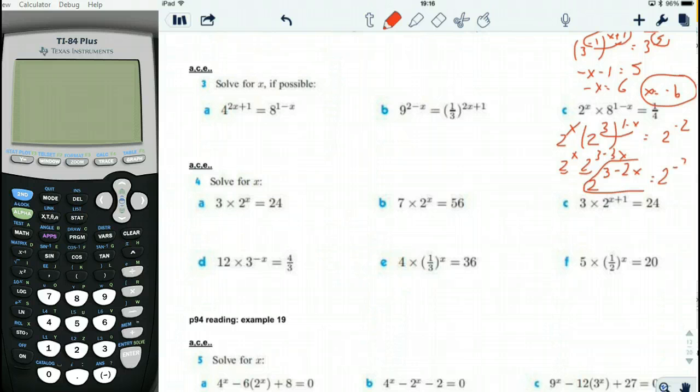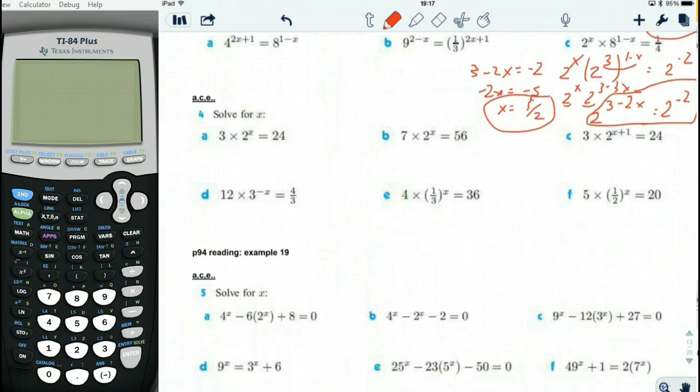Equals 2 to the minus 2. And so that would be 3 minus 2x equals negative 2. And then we subtract 3 from both sides, and we get negative 5 equals negative 2x. We divide both sides by negative 2, and we get 5 halves. x equals 5 halves.